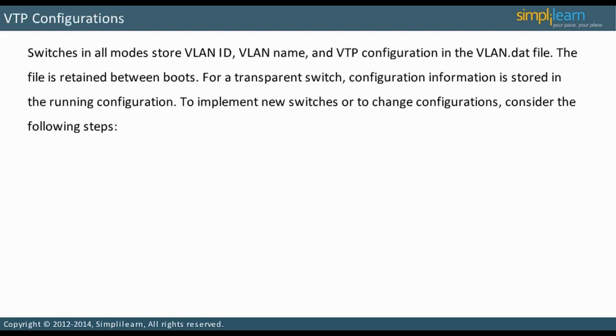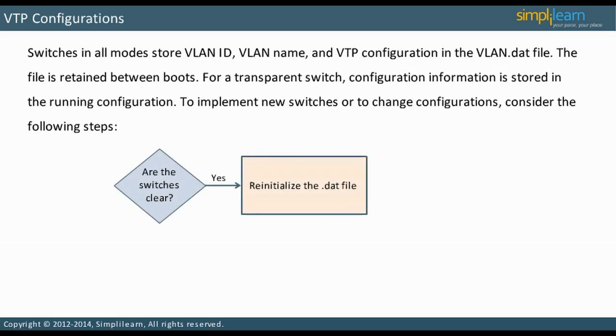For switches in all modes, VLAN ID, VLAN name, and VTP configuration is stored in the VLAN.dat file in the switch. This file is retained between boots. For a transparent switch, configuration information is stored in the running configuration. Since VTP is on by default, you must be cautious when implementing new switches or changing configurations. When using VLANs, make sure you reinitialize the VLAN.dat file and start working on a clear switch.